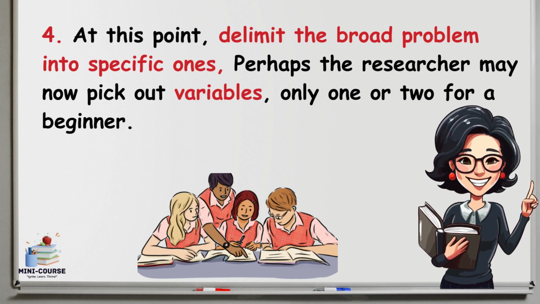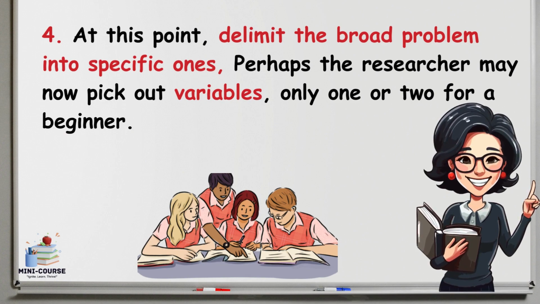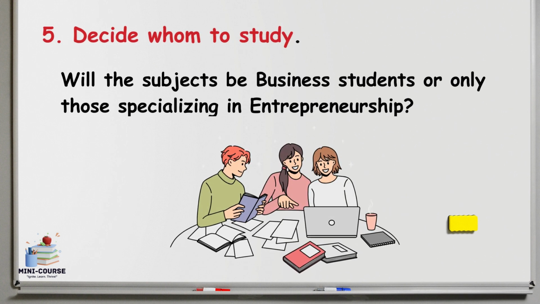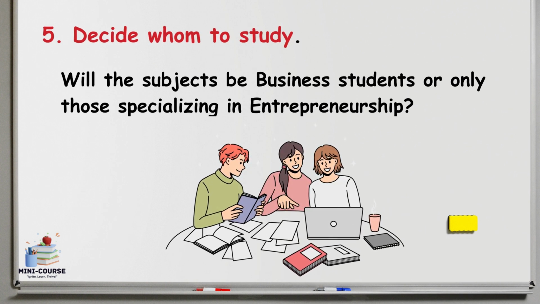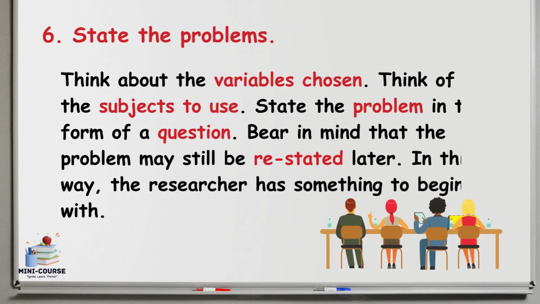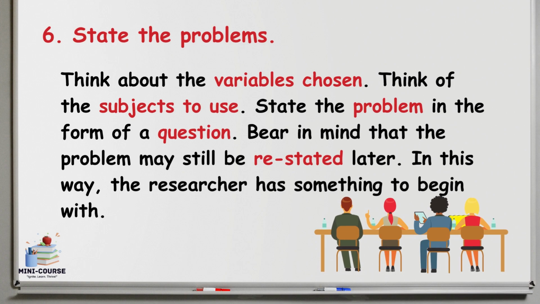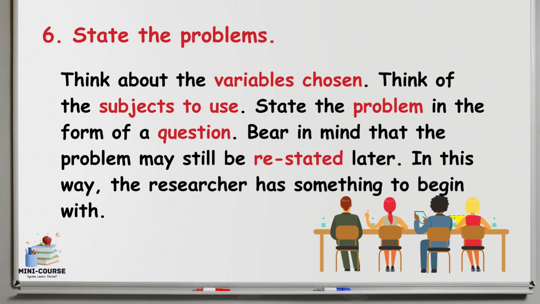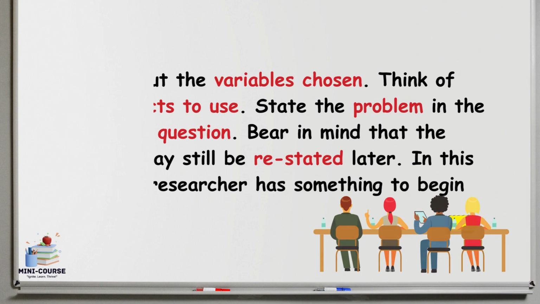Perhaps the researcher may now pick out variables, only 1 or 2 for a beginner. 5. Decide whom to study. Will the subjects be business students or only those specializing in entrepreneurship? 6. State the problems. Think about the variables chosen. Think of the subjects to use. State the problem in the form of a question. Bear in mind that the problem may still be restated later. In this way, the researcher has something to begin with.